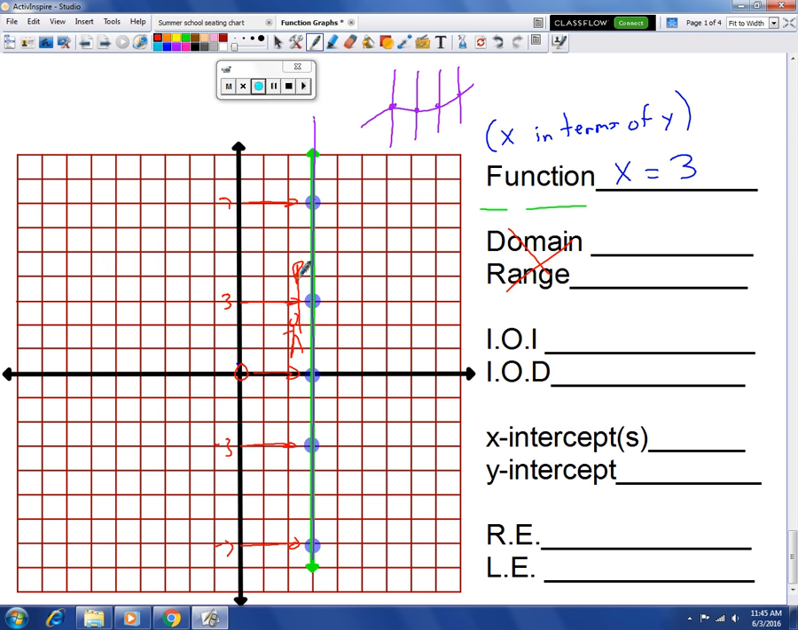X-intercept, we can say it has an x-intercept of 3 because it does cross right here at 3. Does it have a y-intercept? No, none. We don't need to talk about right end and left end behavior because the graph doesn't go right, doesn't go left. So the point of showing you this is just to show you how to graph something like this. Just remember, if it says x equals a number, it's a vertical line. If it said y equals a number, that's a horizontal line.